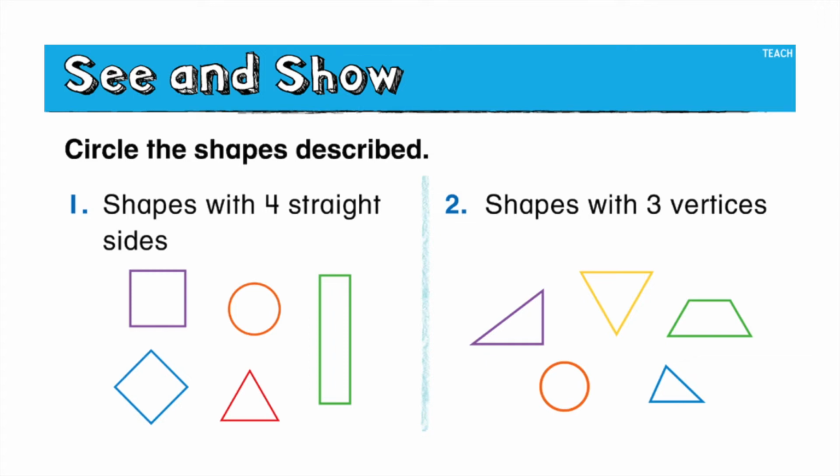All right, boys and girls, on page 654 in your math book, you will find these 2 problems. The direction is to circle the shapes described. Let's look at problem number 1. It is asking us to circle the shapes with 4 straight sides. Take a look at the pictures and decide which of the shapes have 4 straight sides. Go ahead. I'll give you 15 seconds to decide.